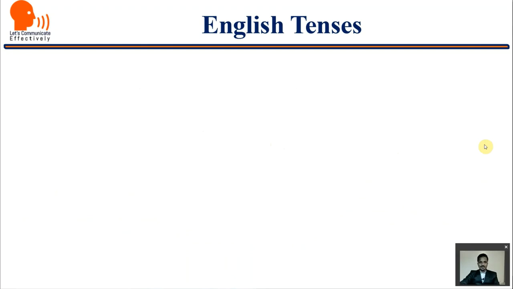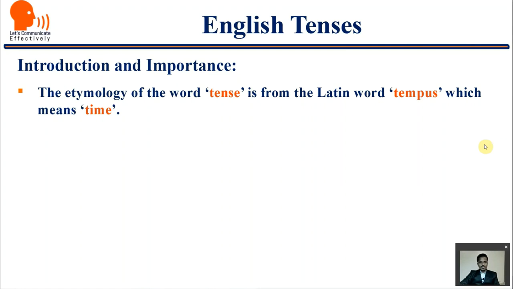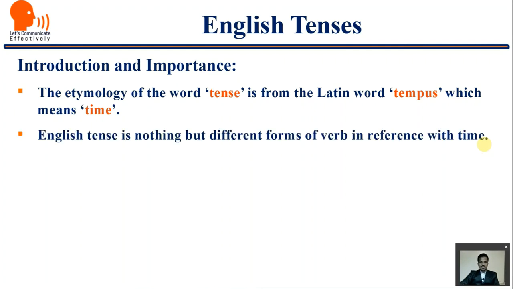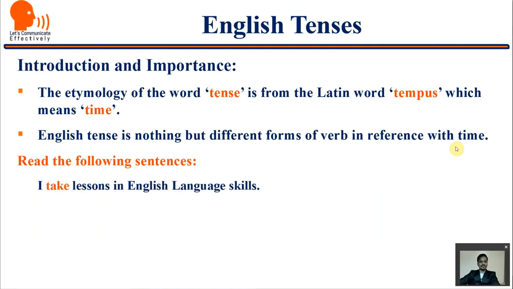English tenses: introduction and importance. The etymology of the word tense is from the Latin word tempus, which means time. English tense is nothing but different forms of a verb in reference with time. So how a verb performs, which form it takes with reference to time, is nothing but tense, and that is applicable to any language. Now read the following sentences.